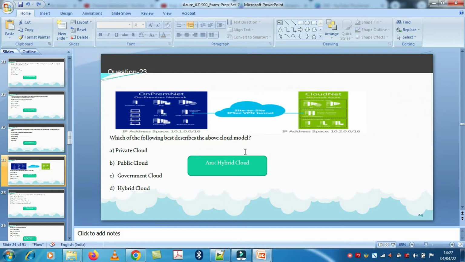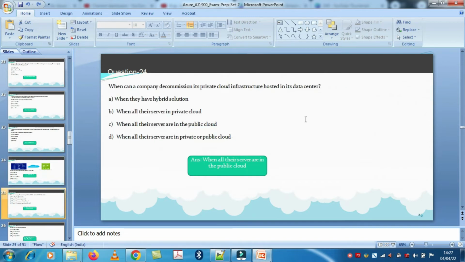Okay, now moving to the next question. What is that next question, guys? When can a company decommission its private cloud infrastructure hosted in its data center? In set one, I have clearly told you, when all their servers are in the public cloud. It is just the opposite of that earlier question, you can say. If it is in the public cloud, it can be decommissioned, right? The answer for this one is nothing but when all their servers are in the public cloud.